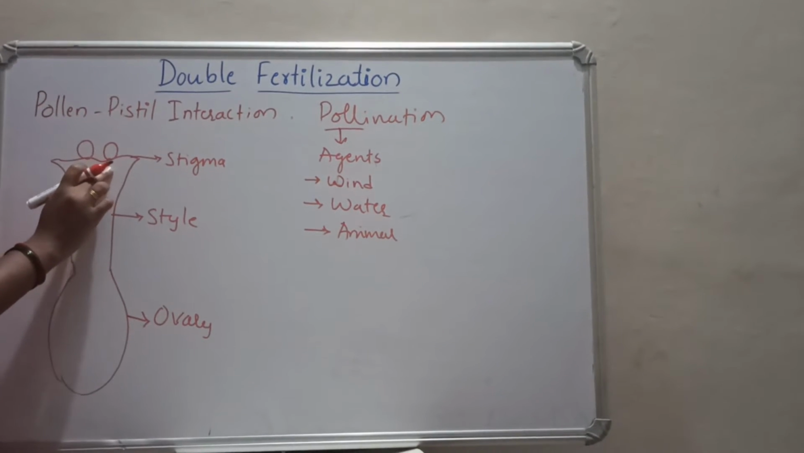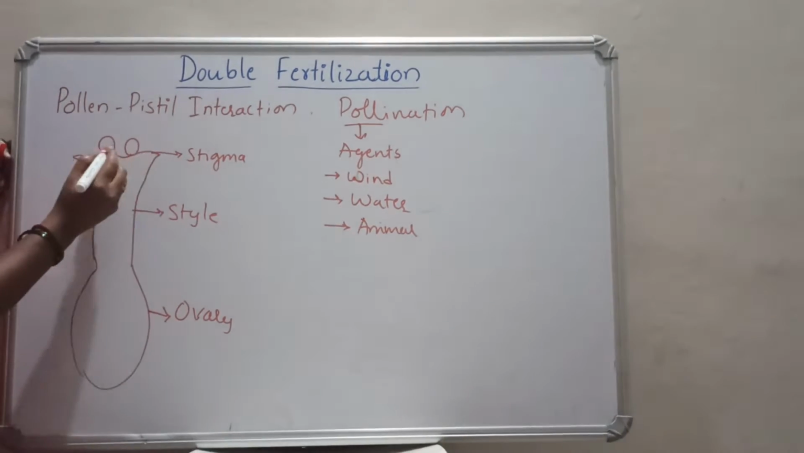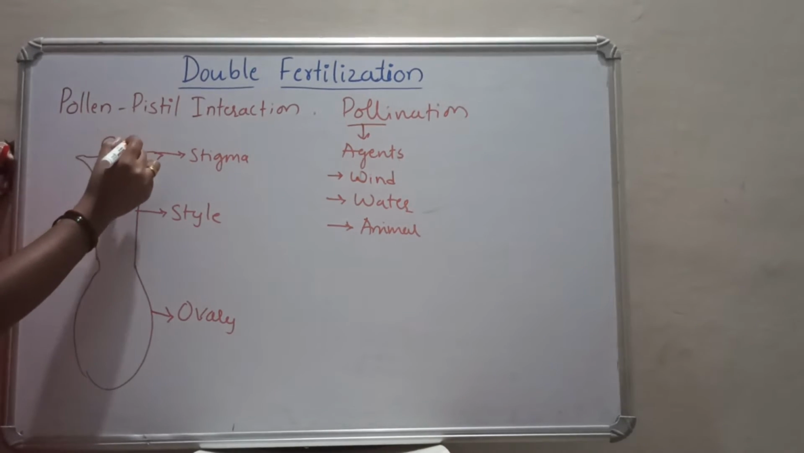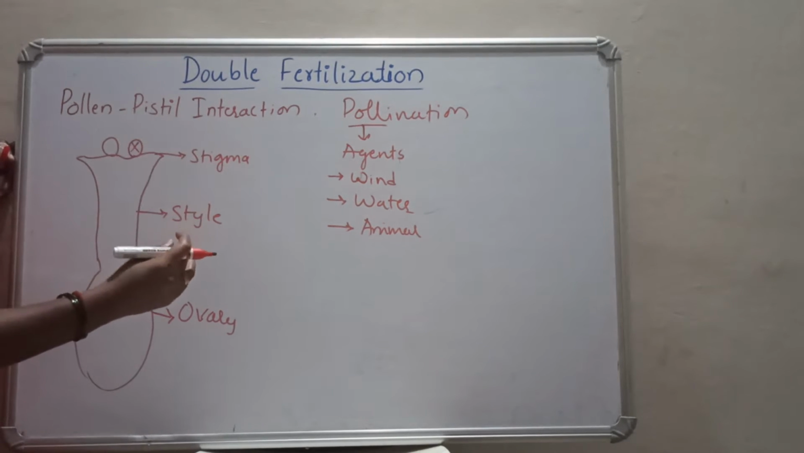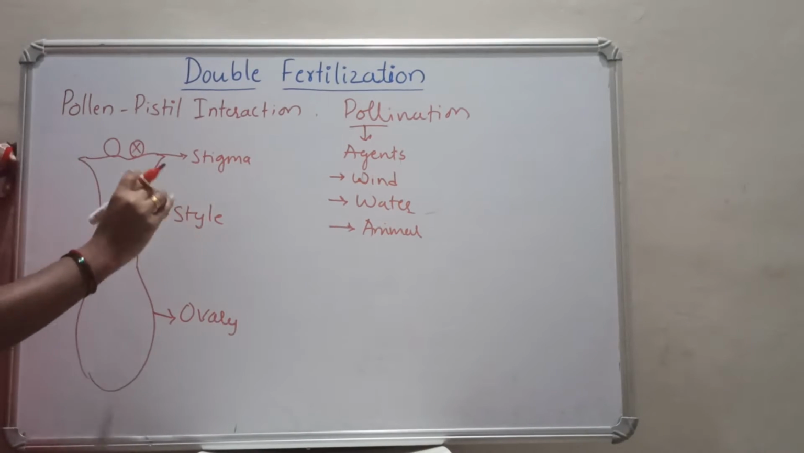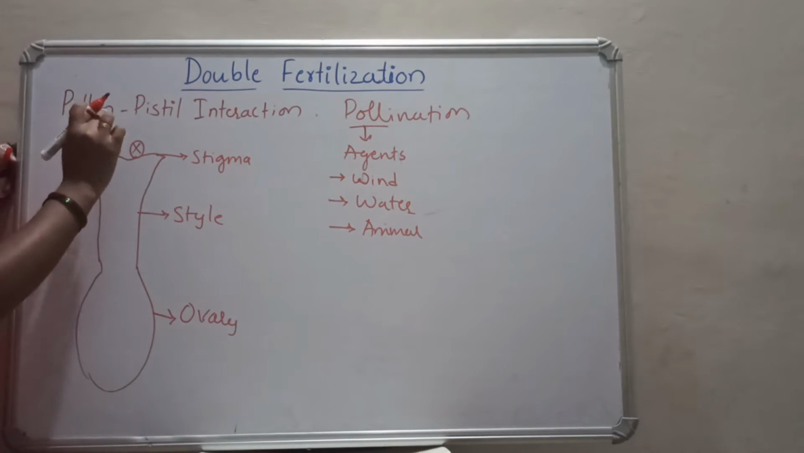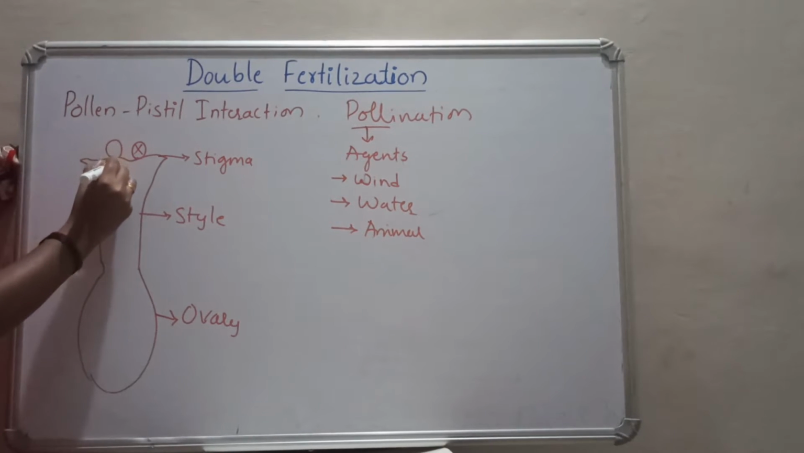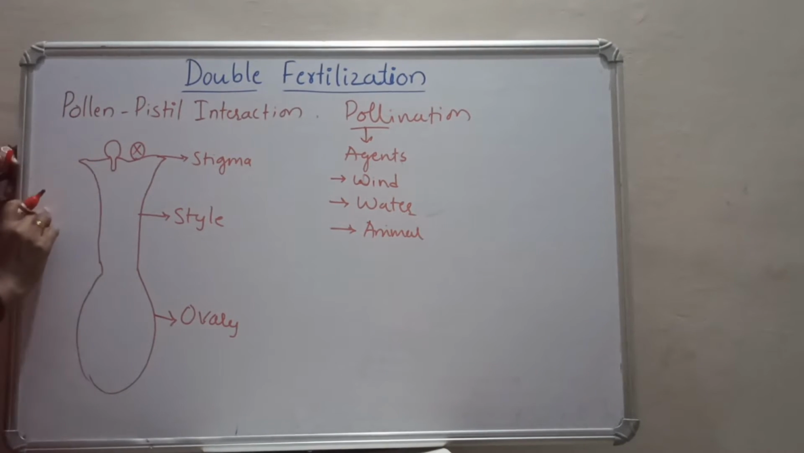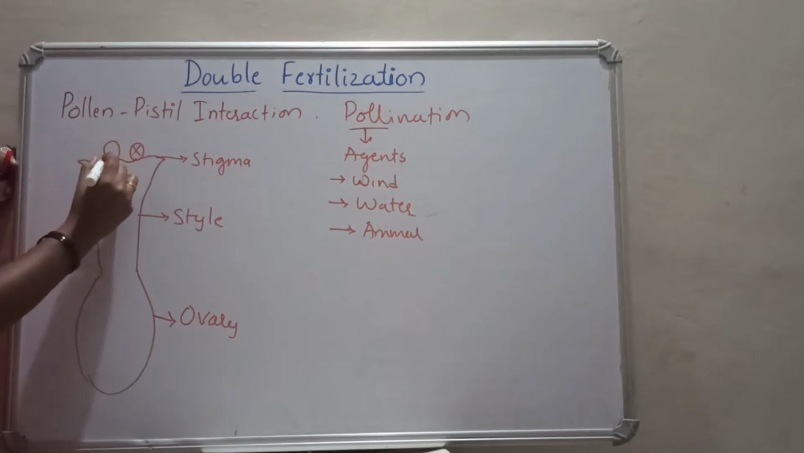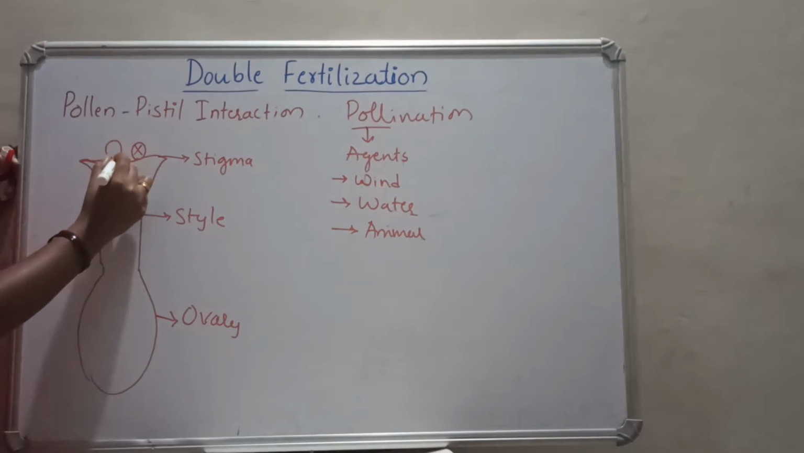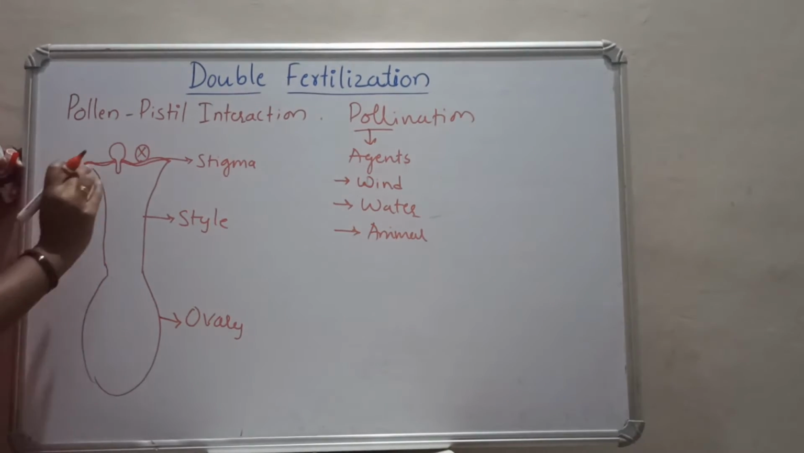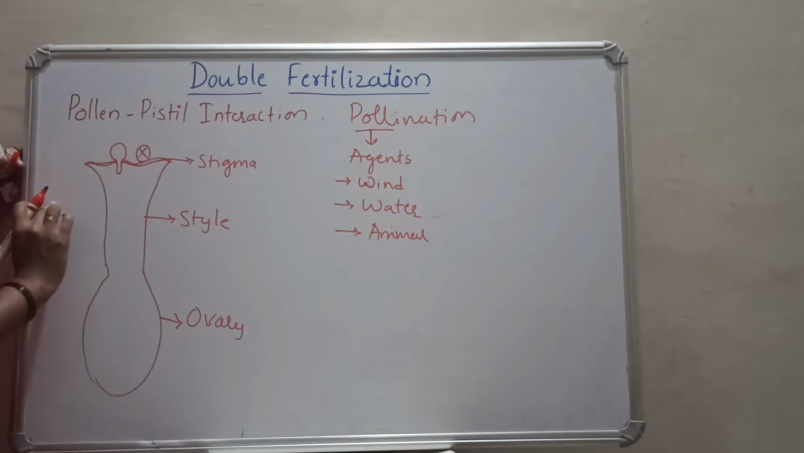After the pollination, the stigma accepts only the right type of pollen grain and it rejects the different species, meaning the wrong type of pollen grain. In this pollen-pistil interaction, the pollen grain germinates on the stigma and produces the pollen tube. That is the pollen-pistil interaction.